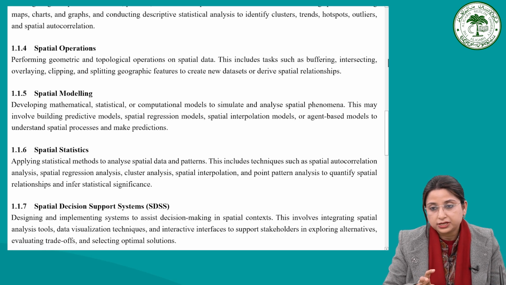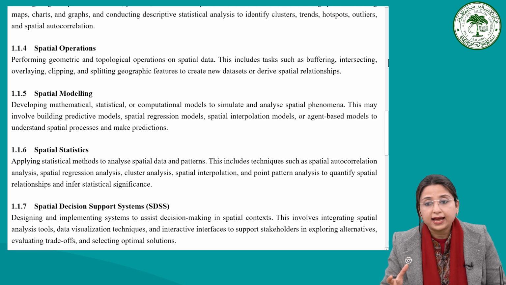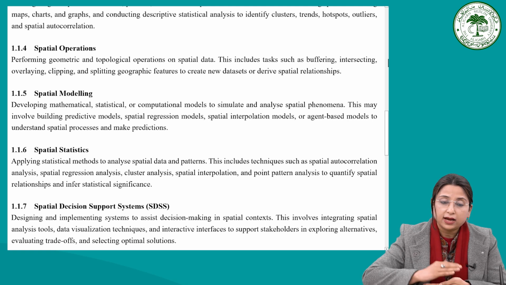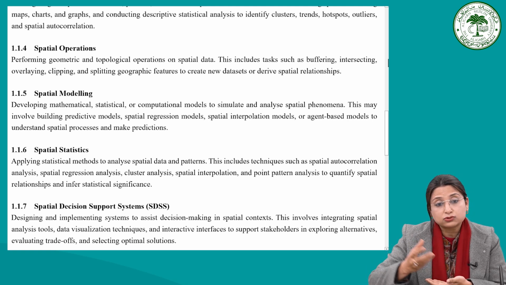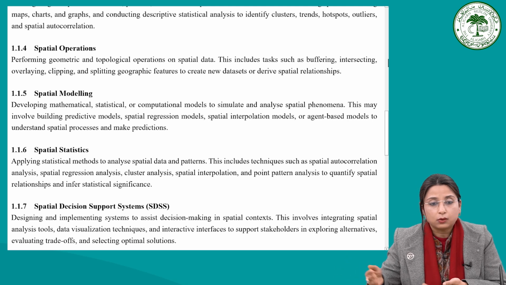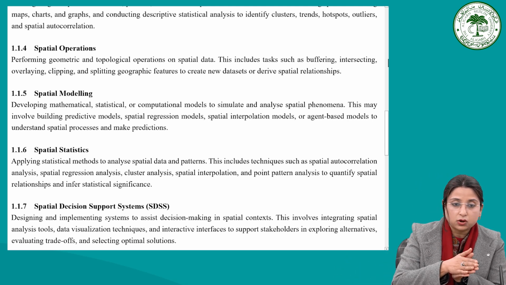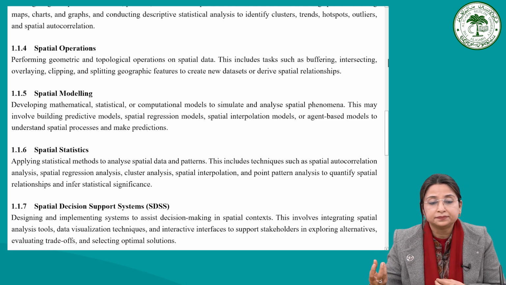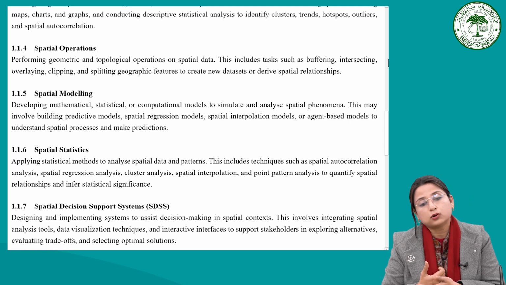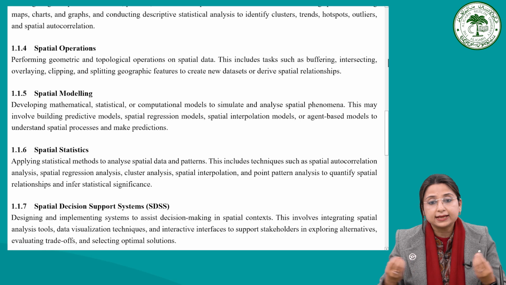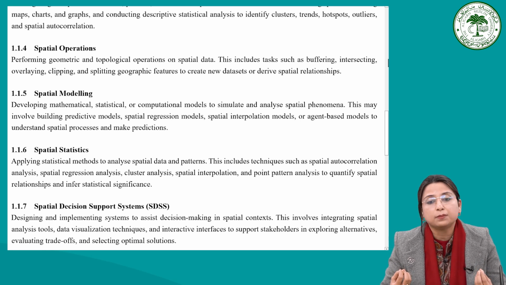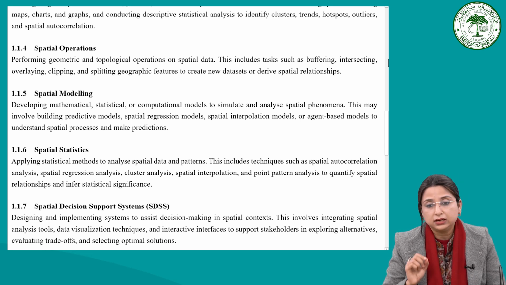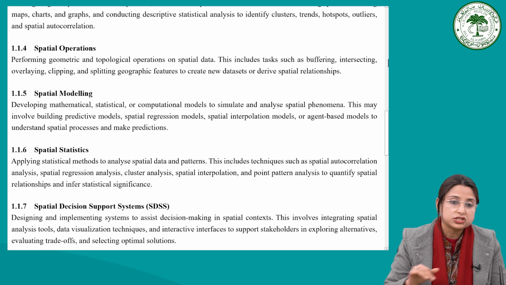So in spatial operations, buffering can be done, intersecting can be done, overlaying can be done. If we are trying to find out a suitable site for something, we can overlay different types of features on one another to get the suitable site or suitable locations. Clipping is also one of the operations. Splitting geographic features is another very important operation. These operations are generally done to create new data sets and derive spatial relationships.